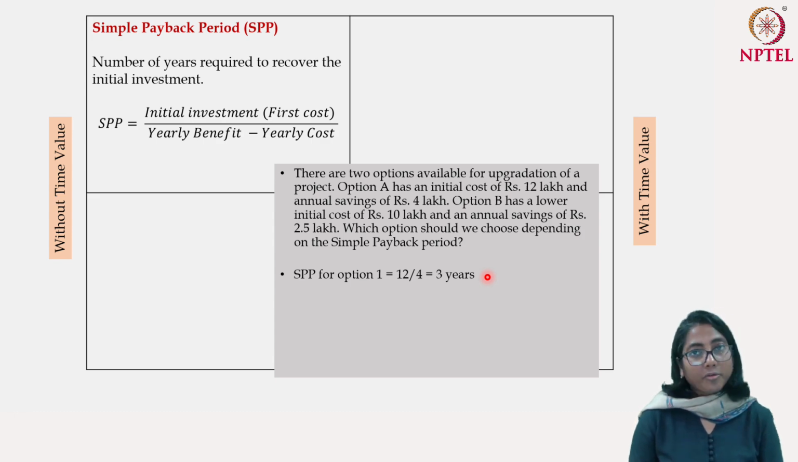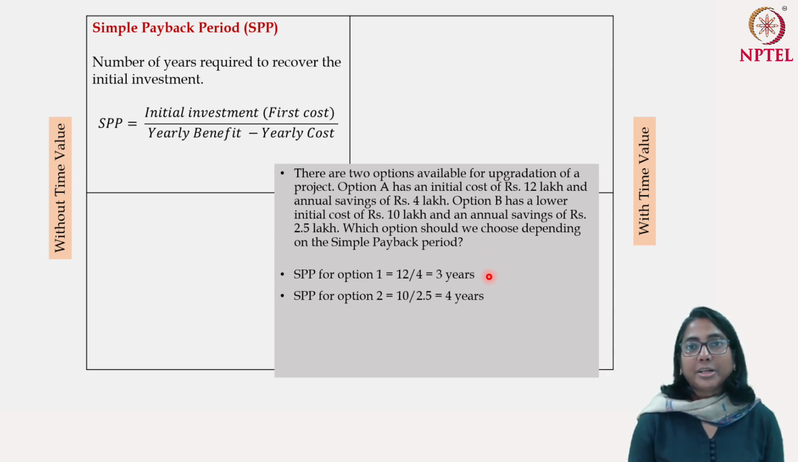So roughly, or very crudely, you need 3 years in order to recover your initial investment. For the second one, the simple payback period is 10 by 2.5, that is 4 years. So what we can see here is that although the initial investment is less in case of the second option, the payback period is smaller in case of the first option. So if you are guided by this particular criteria, then probably it's better to go for option 1.